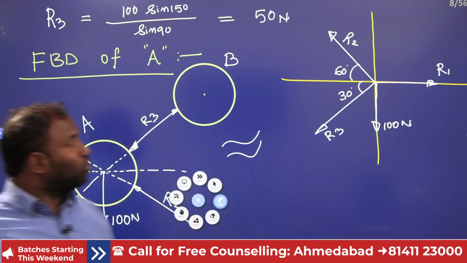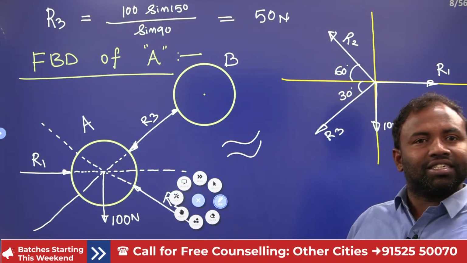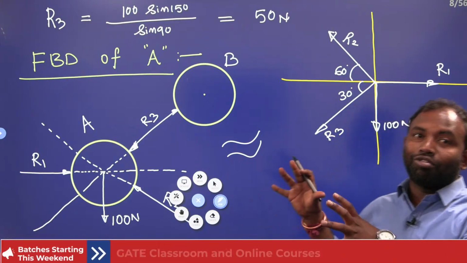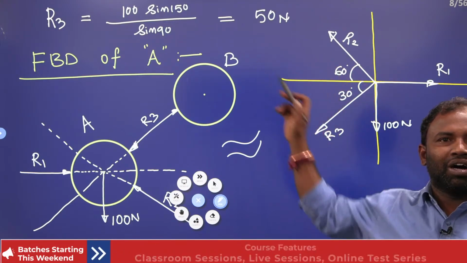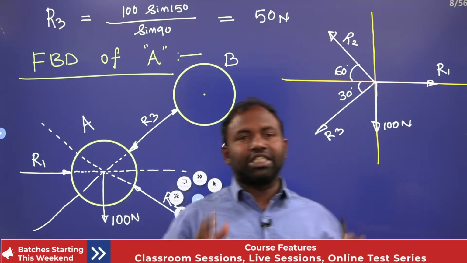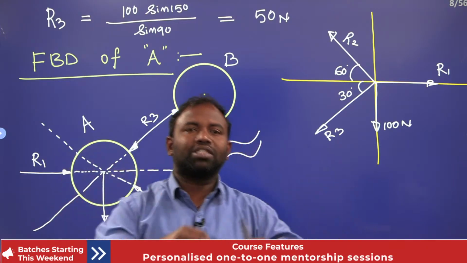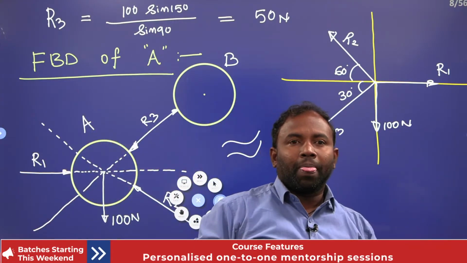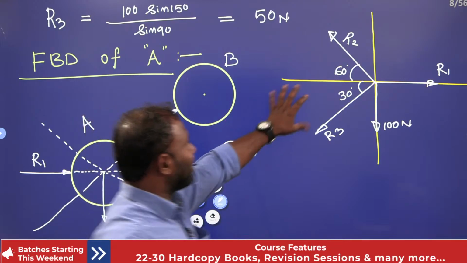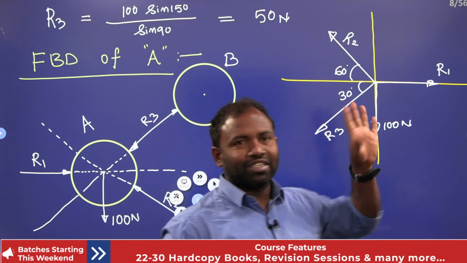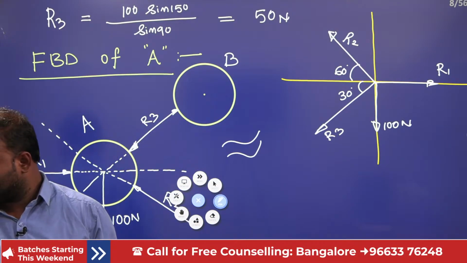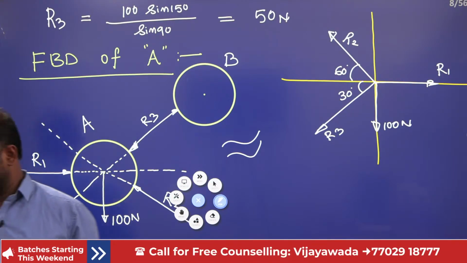Now, is it possible to apply Lami's theorem over here, guys? No, not possible, because here four forces are acting: R1, R2, R3, and also the weight of the ball. According to Lami's theorem, there must be three concurrent forces, either towards or away from the body, and then only is it possible to apply Lami's theorem. But here four forces are there, R1, R2, R3 and 100 newtons. So it is not possible to apply Lami's theorem. Then what to do?